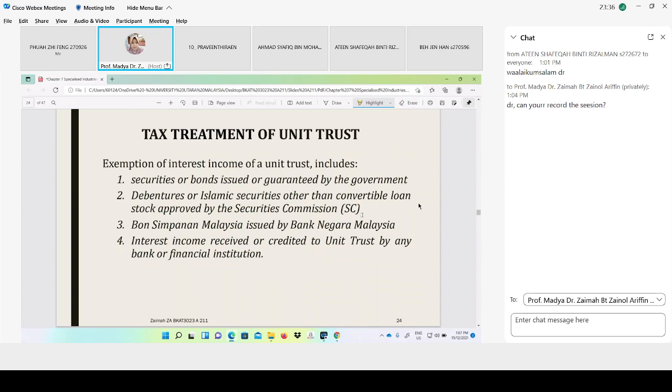Okay, the slide only gives you a few, only 4 of it. You can refer to other material to get a full list of the exemption of the interest income for the unit trust. Okay.